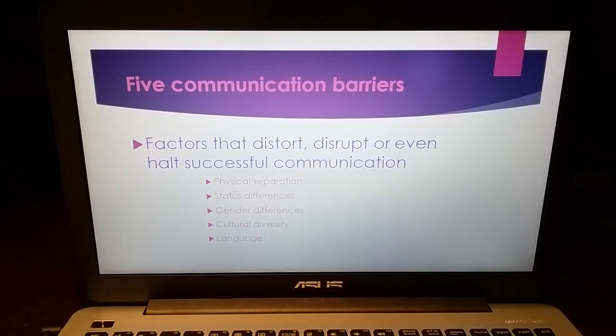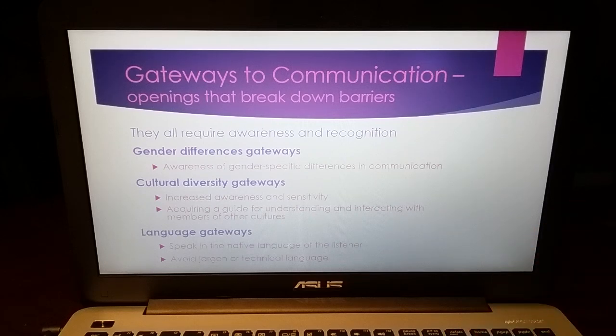Cultural diversity. It doesn't even necessarily have to be national culture, but people in New England communicate differently than people who are from the South, or people from the Midwest may have different communication styles than people, say, in New York City. So it's important to understand that as well, along with cultural diversity in terms of not just regional culture, but national culture and subcultures within the larger culture. And then language, plain old language. We're going to talk about that a little bit more. So those are the barriers: physical separation, status differences, gender differences, cultural diversity, and language. But there are ways around them, of course.